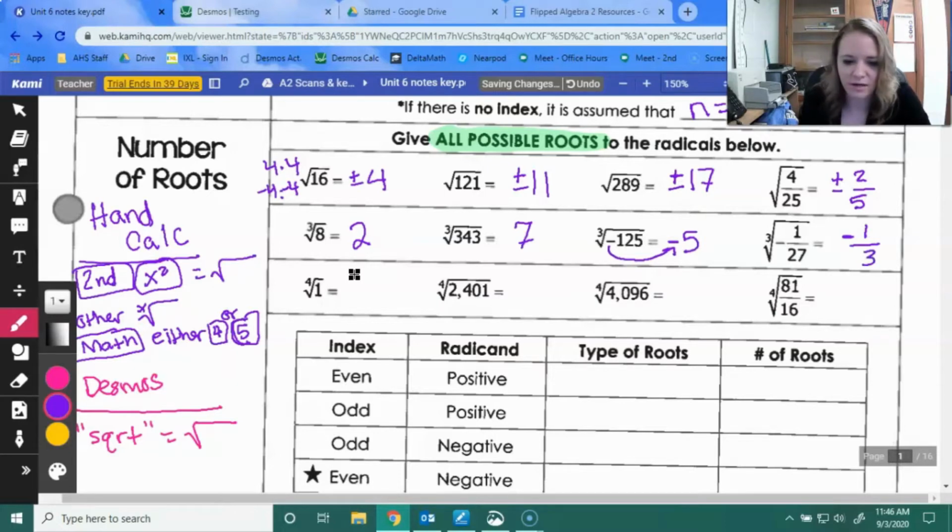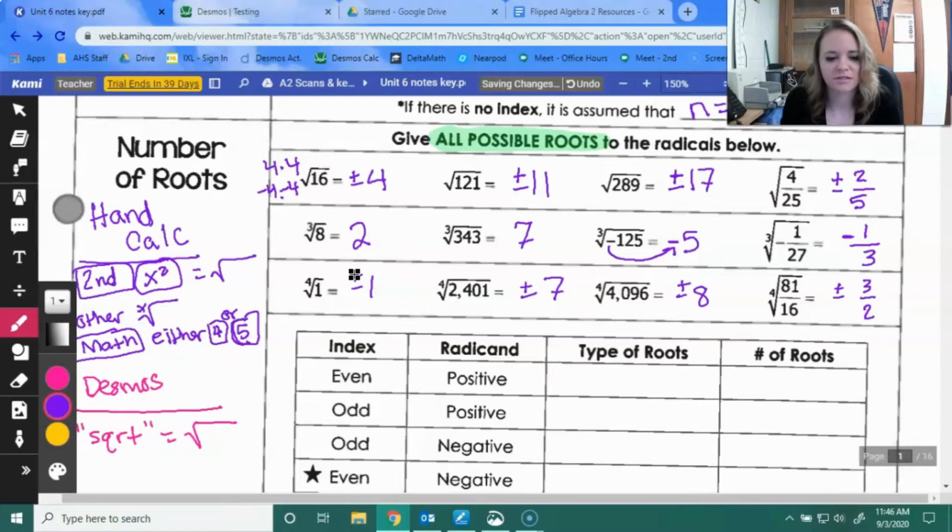Fourth root of 1. All right, now, since we're back to even roots, we need the plus minus. And we're going to write that down in this chart down here, so don't freak out. Plus minus 1. All right, this one, fourth root, is plus minus 7. That's a big number. Plus minus 8. And plus minus again, 3 over 2. And again, yes, check those in the calculator.